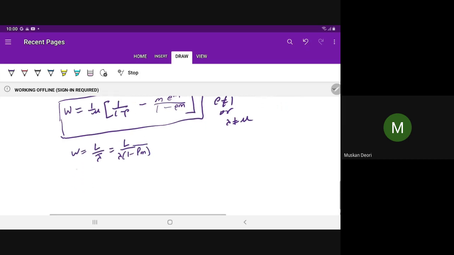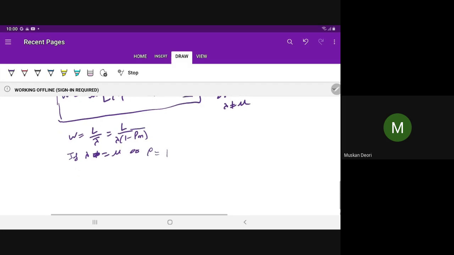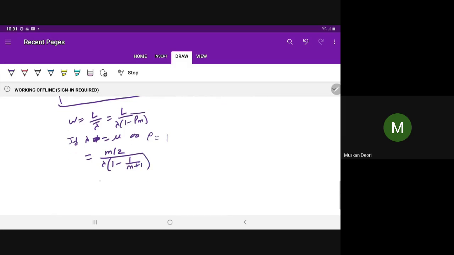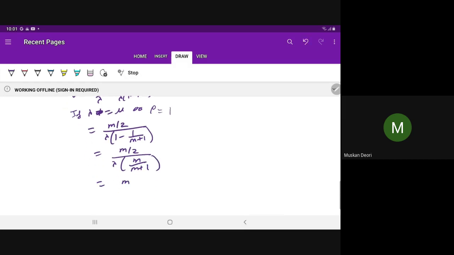So if lambda is equal to mu, or rho is equal to 1, at that time L, we know, is equal to m by 2, and Pm is 1 upon m plus 1. So lambda bar is lambda into m upon m plus 1, and this will give you m plus 1 upon 2 lambda. So this is the expression for expected waiting time in the system when lambda is equal to mu.